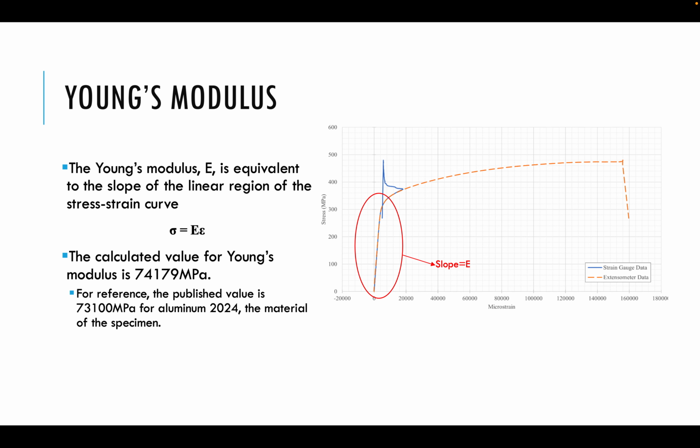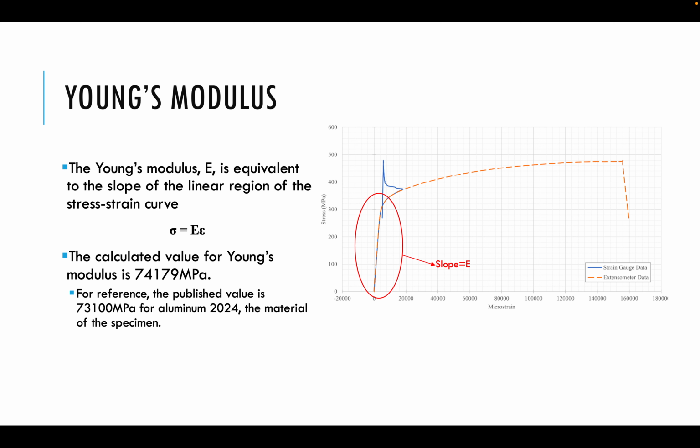From the stress-strain curve shown on the previous slide, we can figure out the Young's modulus of the specimen fairly easily. The Young's modulus is a material property that describes the stiffness or resistance of the material to deformation under stress. It is defined as the ratio of stress to strain in the linear region of the stress-strain curve. In other words, it is the slope of the linear portion of the curve.